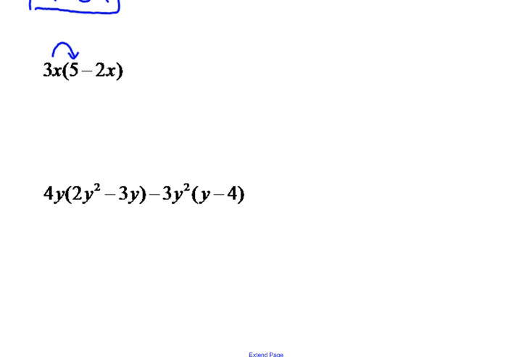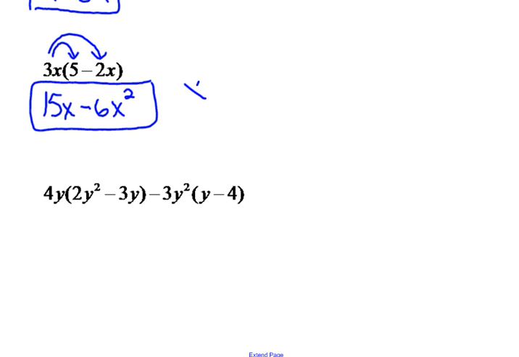We're going to do 3x times 5. We multiply our coefficients, 15. Our variable stays the same. Then we do 3x times negative 2x. Multiply our coefficients. 3 times negative 2 is negative 6. X times x is x squared. The only thing I want to remind you is watch your negatives. They're the easiest thing to drop. They get lost all the time.